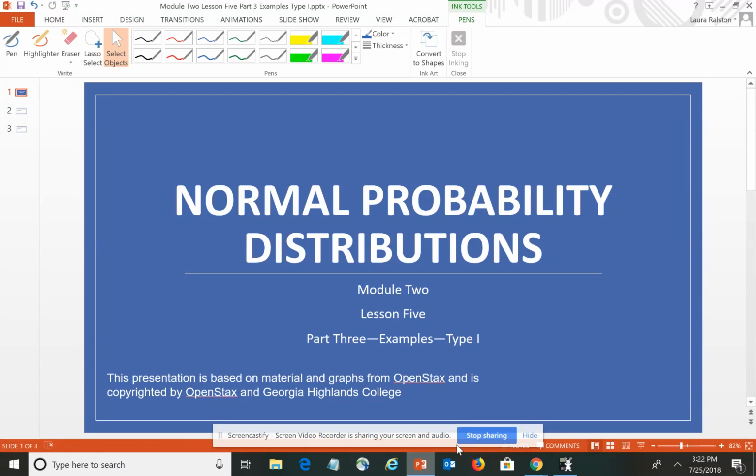This is Module 2, Lesson 5, and it's a continuation of Part 3. We're going to specifically look at some examples of the Type 1 questions where you're asked to find the probability, or find the percentage, or find the area under the curve. We are going to be utilizing the calculator for these problems, so you may want to get yours handy. Let's take a look at our problem.